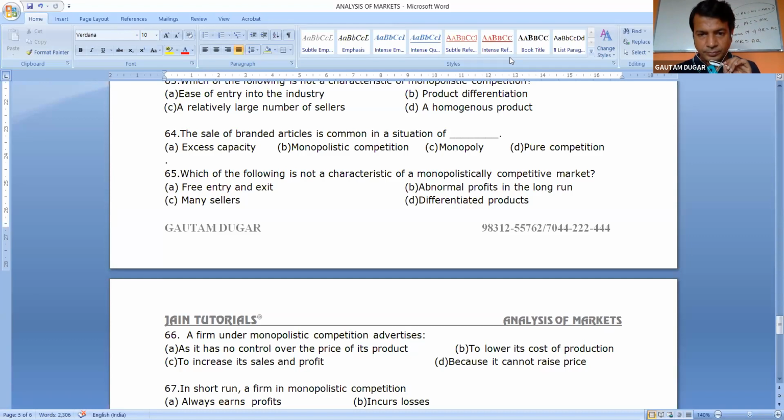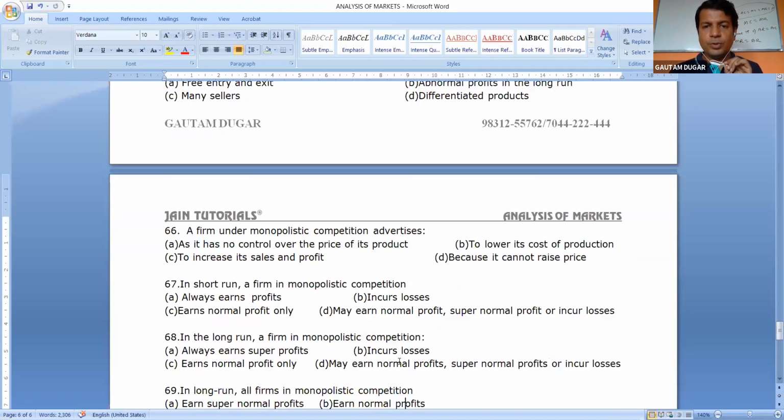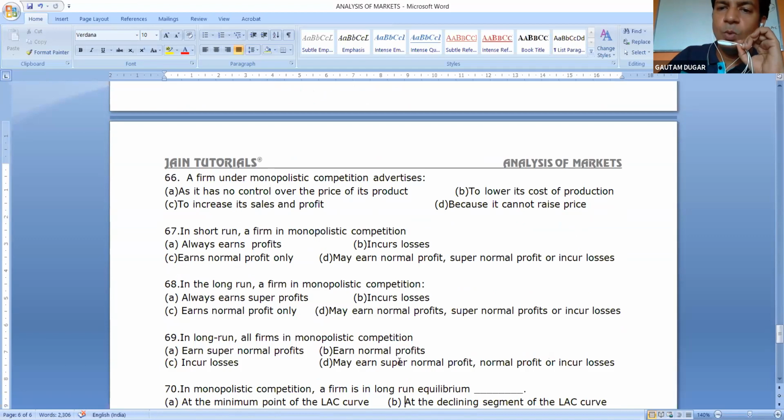66. A firm under monopolistic competition advertises. Why does it advertise? Obviously, to increase its sale and its profit.